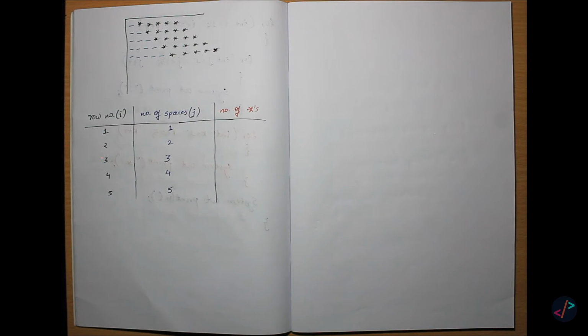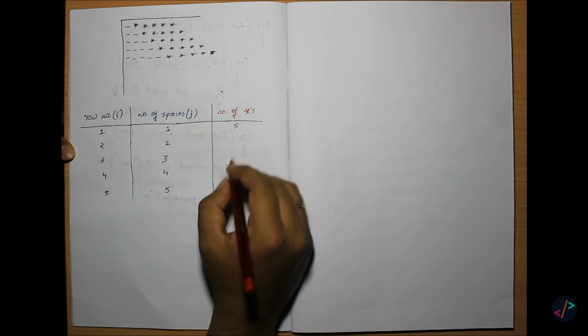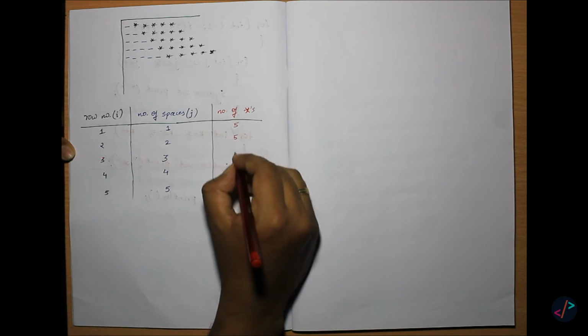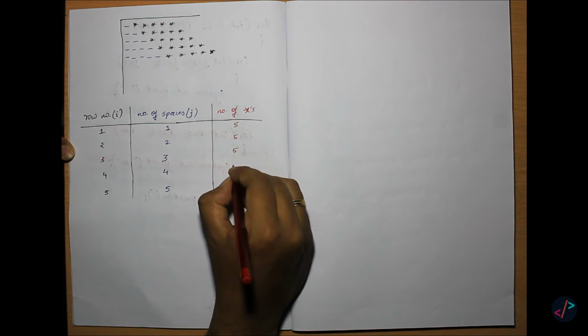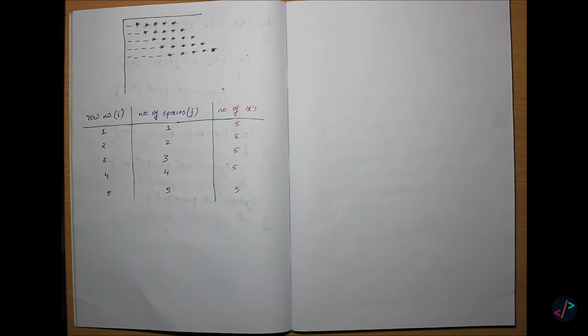Coming to the number of stars. In the first row, how many stars do I have? I have 5 stars. In the second row, also 5 stars. Third row, also 5 stars. Fourth row, also 5 stars. And fifth row, also 5 stars.